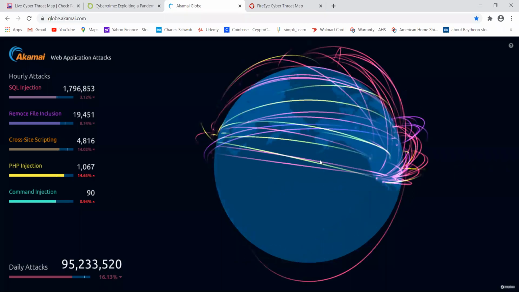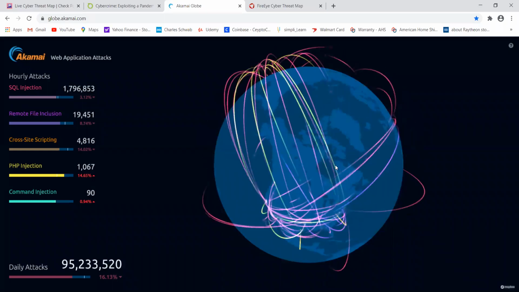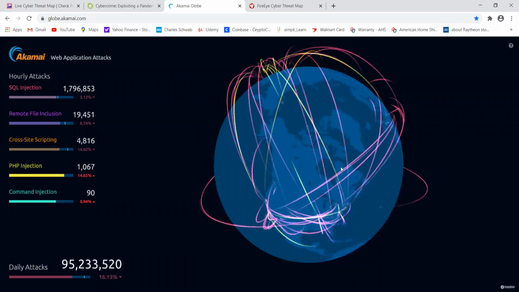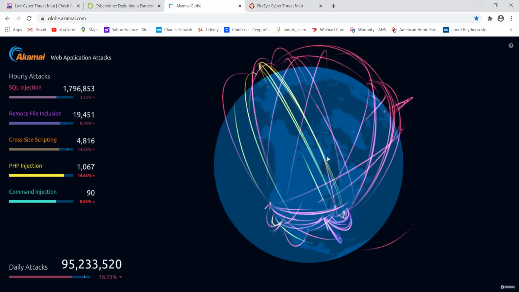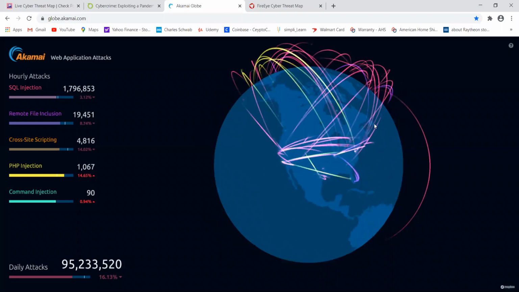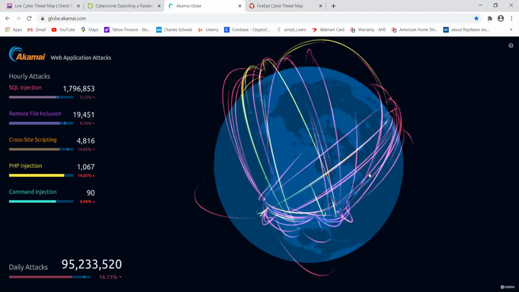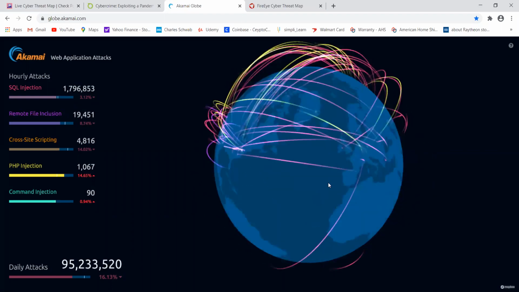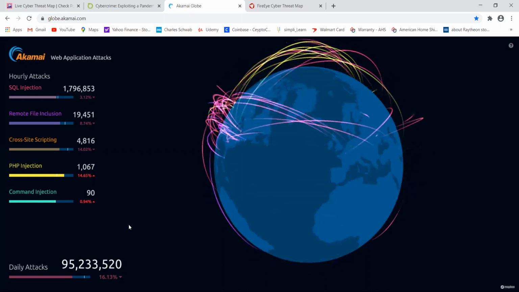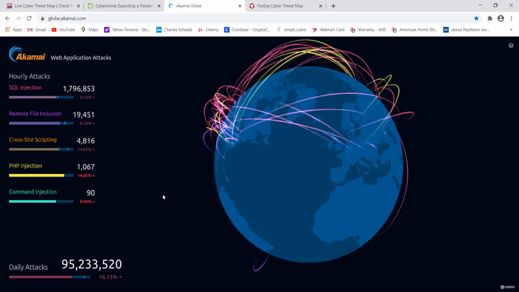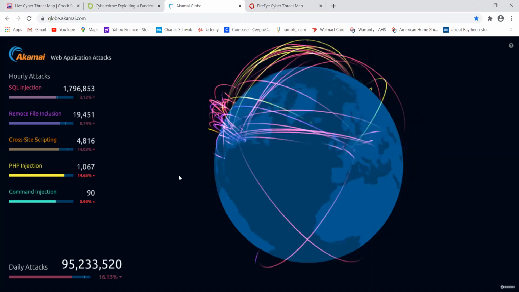So I think it's working right now, and look at it. Akamai global threat map. It took a while, I'm sorry. I refreshed once, so now it looks like it's working, and you can actually move the globe and see what is going on. Right, so they're monitoring all these attacks, 95 million a day, per day average. And it's going higher and higher.